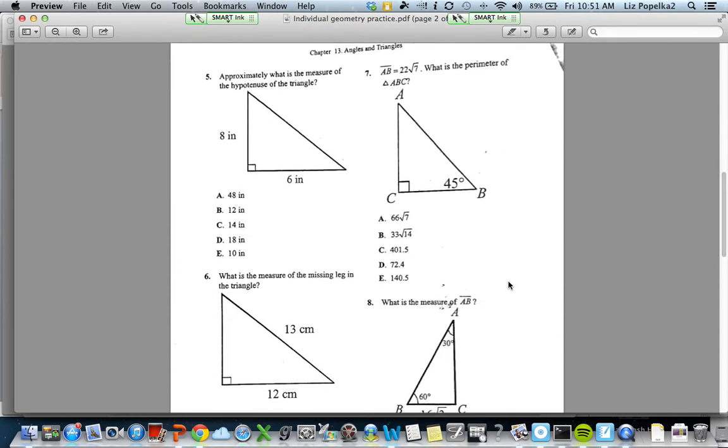Number 7, what is the perimeter of triangle ABC? And it tells you that AB is 22 times the square root of 7. Oh, holy cow. What on earth does that mean?